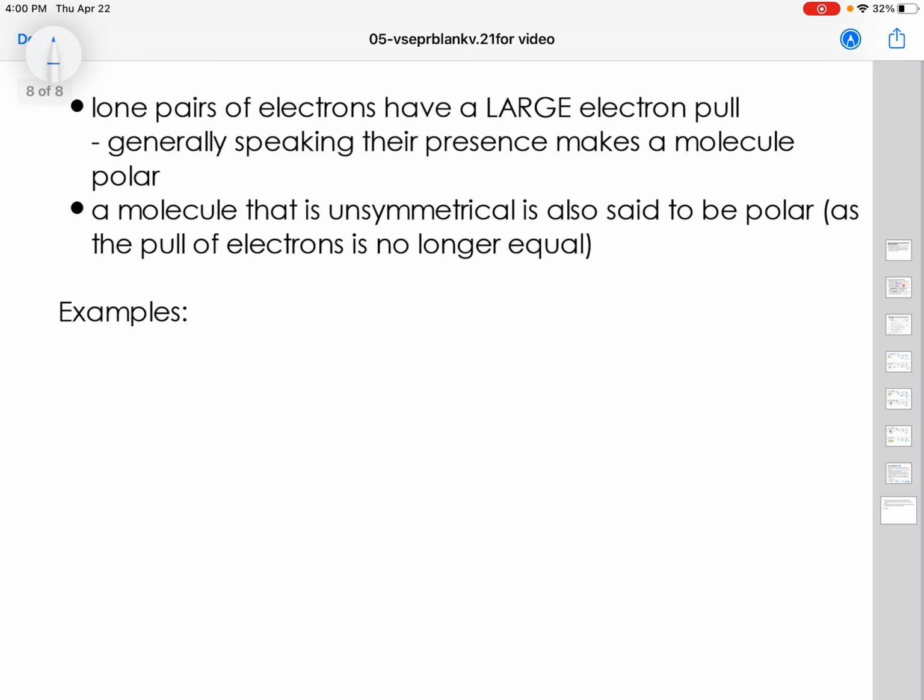How do you know if something is polar? Well, generally speaking, we never want to say always. In chemistry, we never give those kinds of absolutes. Lone pairs, they have very large electron pull, and that's generally going to make the molecule polar. You can also actually talk about that the molecule is no longer symmetrical anymore. So we did NH3.